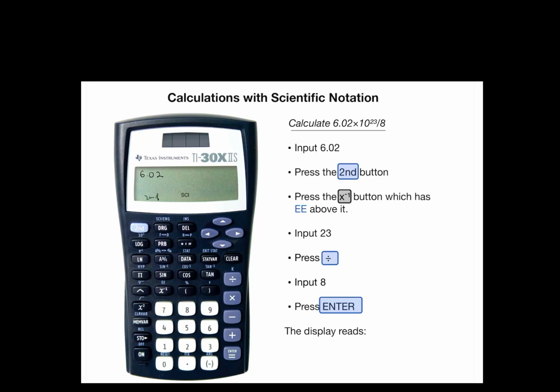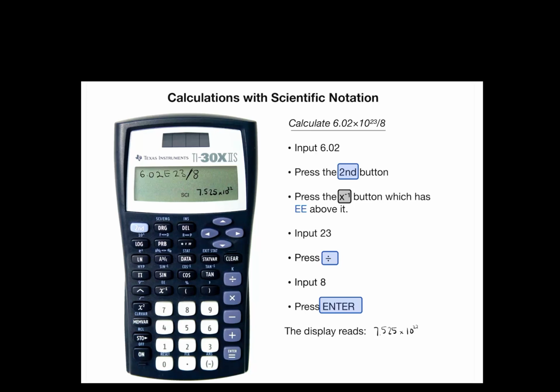After that, the x to the minus 1 button, which means EE, and my calculator will display E. After that, I will input 23. Next, I'm going to press the division symbol, and the calculator will show a /. After that, I will press the 8. The display reads 7.525 times 10 to the 22nd. You need to follow the rules of significant figures if this is going to be reported as your final answer.